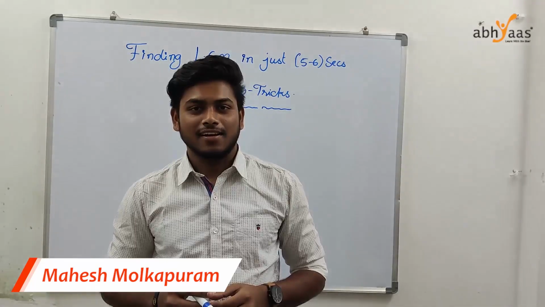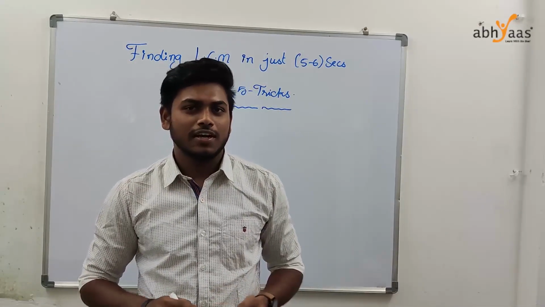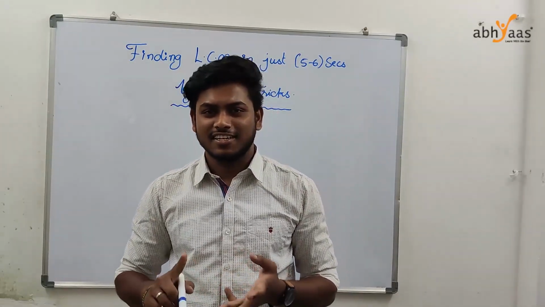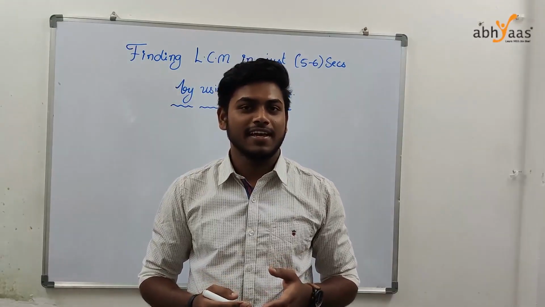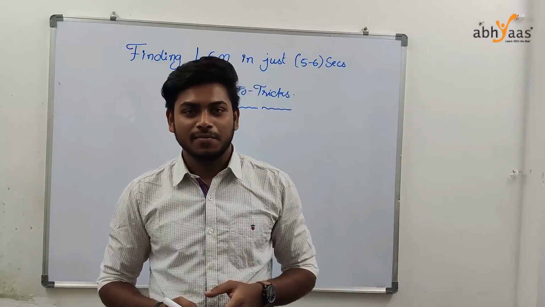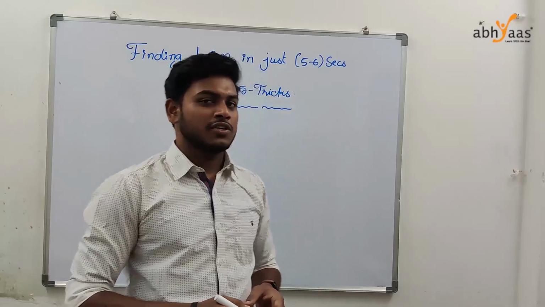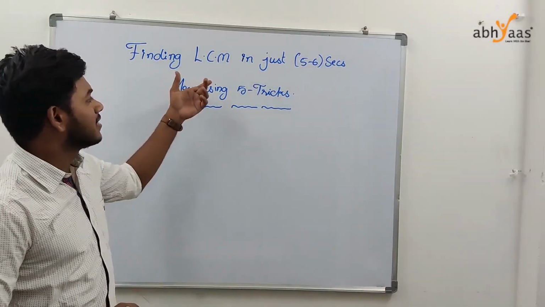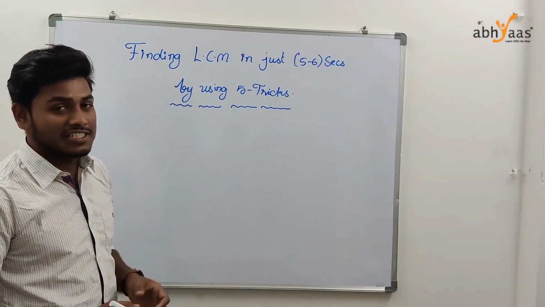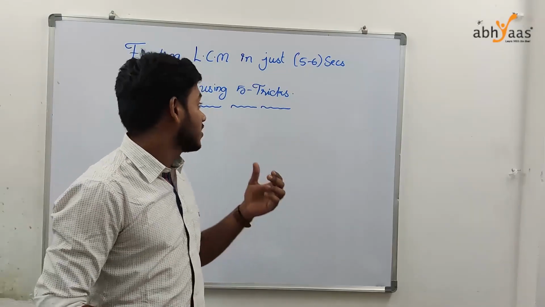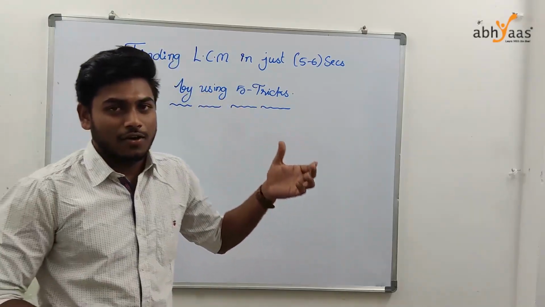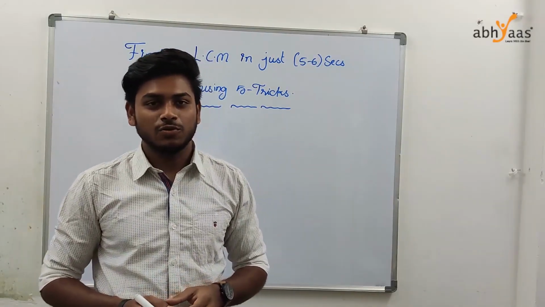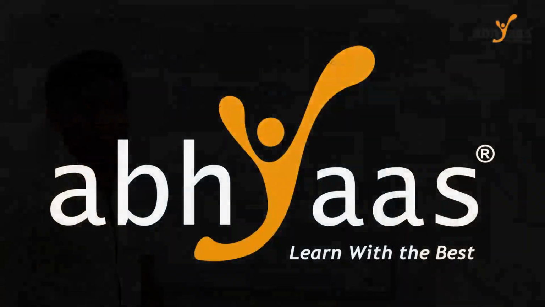Here I discuss all the basics of quantitative aptitude, logical reasoning, shortcuts, tricks and how to manage your time in any competitive exam and many more. In this video, I am going to explain you how to find out the LCM of any numbers in just 5 to 6 seconds by using 5 short tricks. If that sounds interesting to you, let's get into this video.